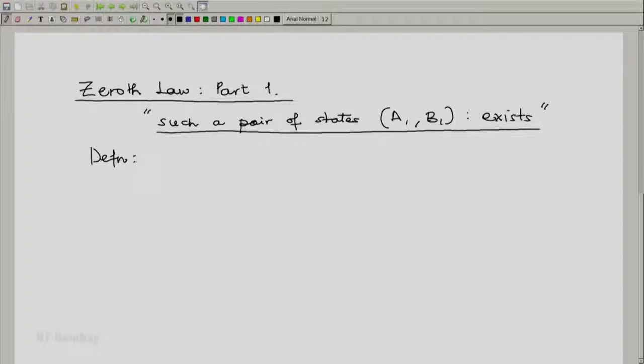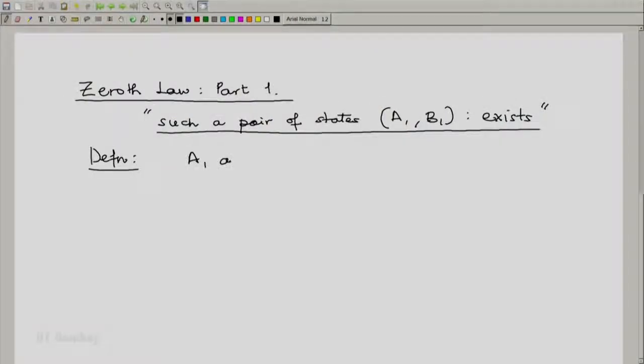Now some definitions. This is a long-winded way of saying it, so let us shorten it: states A1 and B1 are such that if they are allowed to interact across a diathermic wall, in spite of that wall permitting heat transfer, no heat transfer will take place. All this is shortened by saying that A1 and B1 are isothermal states. So we are defining the word isothermal.